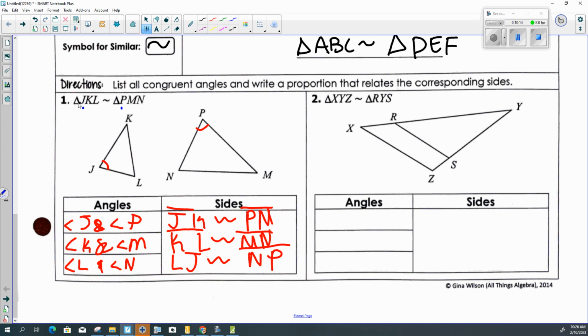And then you can see Keegan was copying my notes, but they have a single arch. Or you can put a double. It doesn't matter which one you begin with. Then the next ones, K and M would have to match up. So K is here, and M is here. And then obviously the final one is that third one, angle L and angle N.